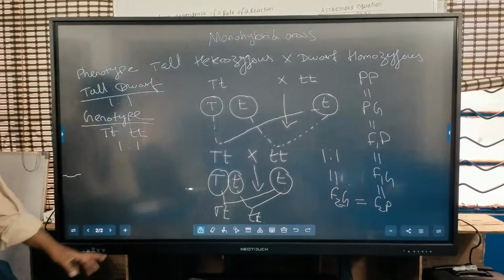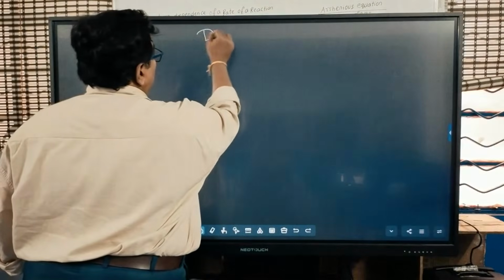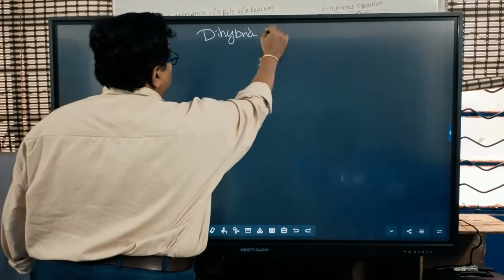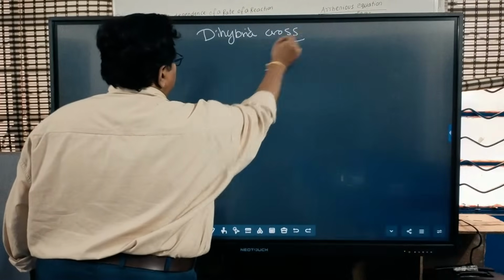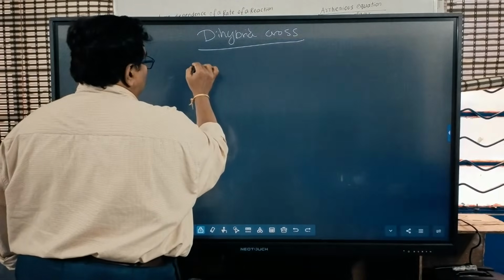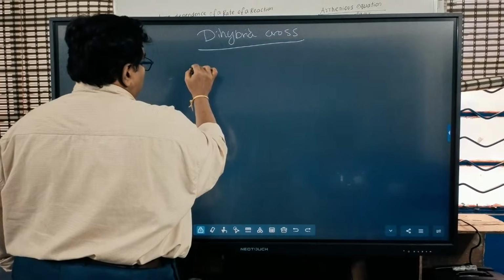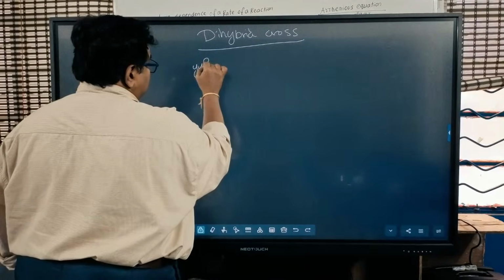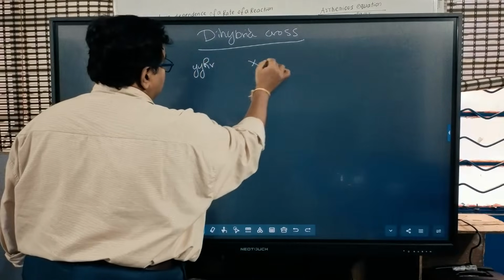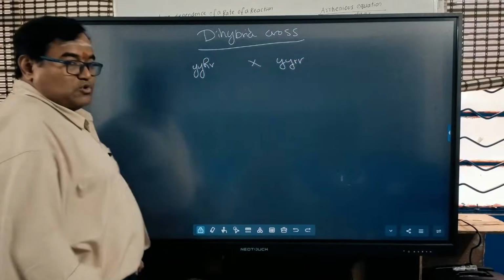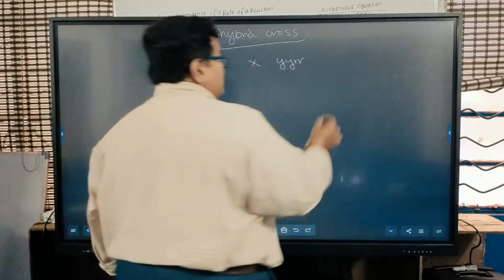Okay, done. So now we are going to the next important topic called dihybrid cross. All of you listen very, very carefully. We know very well dihybrid cross is nothing but a cross made between two organisms varying in two different characters. We all know very well about this. What I'm going to do is show how I got the ratio. The question is the same question.